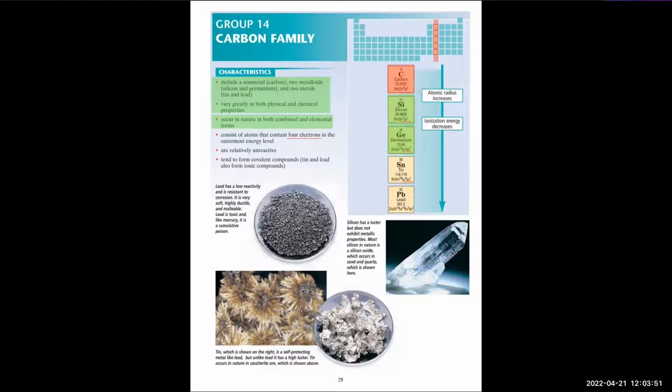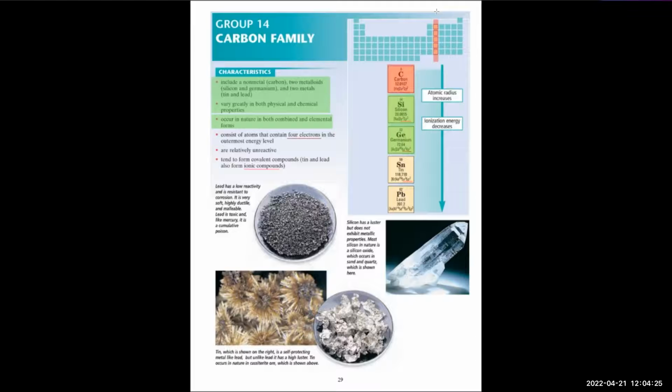They are relatively unreactive, and they tend to form covalent compounds. But in the case of tin and lead, that are metals, they can form also ionic compounds. As I was telling you yesterday, an ionic compound is a compound that contains a metal. So in the case of tin and lead, when they combine with other elements, they will form ionic compounds.